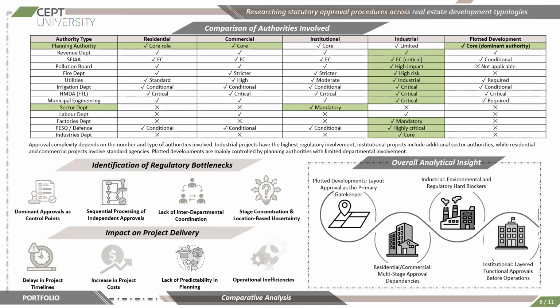One of the challenges is the dominant approvals acting as control points, where delays in a single approval affect the entire process. Another is the sequential processing of these interdependent approvals. These inefficiencies directly impact the project delivery by causing delays in timelines, increasing the project costs, and reducing the planning predictability. Overall, this slide demonstrates that the approval complexity increases not only with the number of approvals, but also with the number and nature of authorities involved and the coordination required between those authorities.